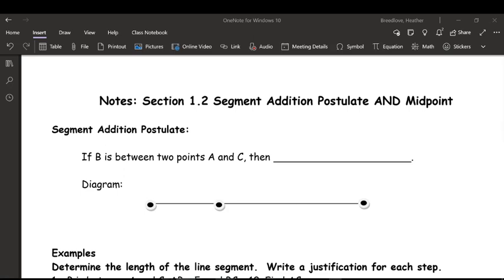I'm going over the notes for my own version of section 1.2 that will not match any other teacher's 1.2, I promise. It's completely different. Segment addition postulate and midpoint. And that's what I felt like we needed to cover today, and so that's what I'm going to do.